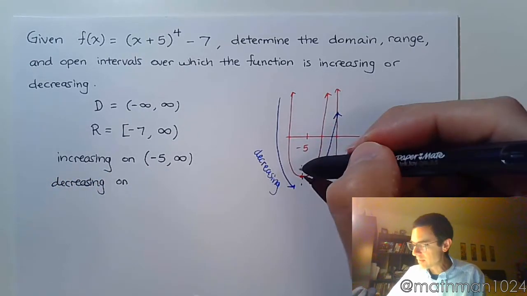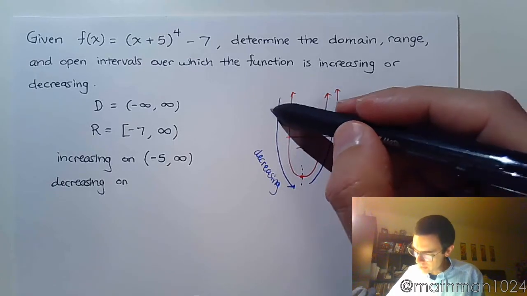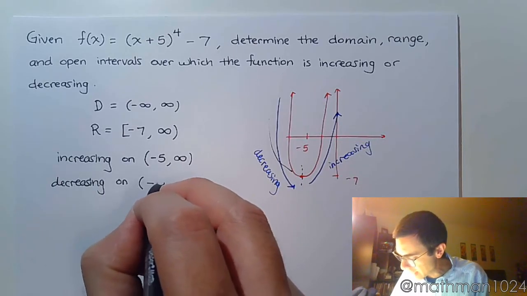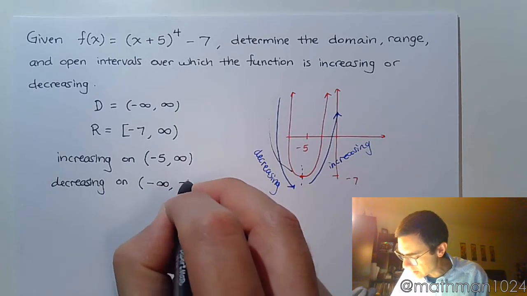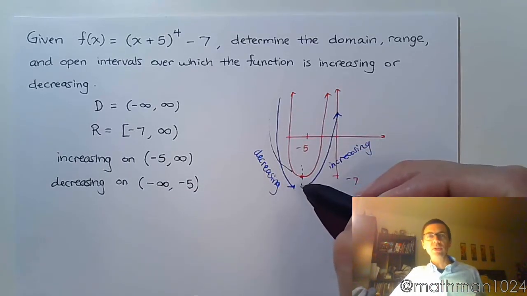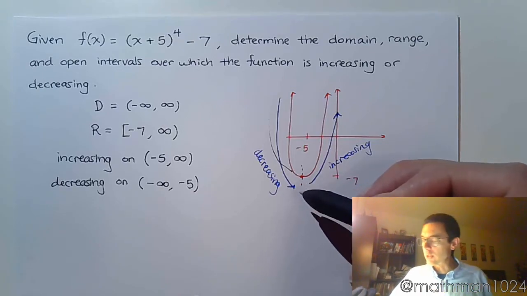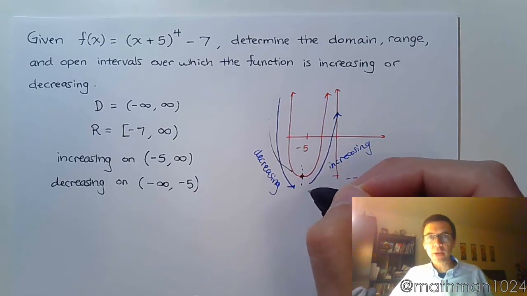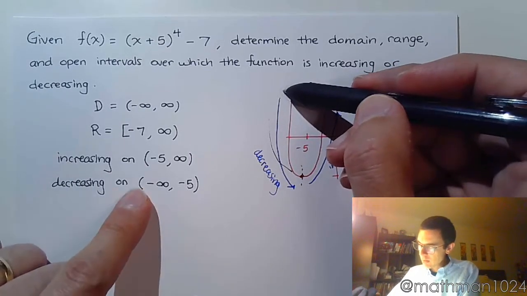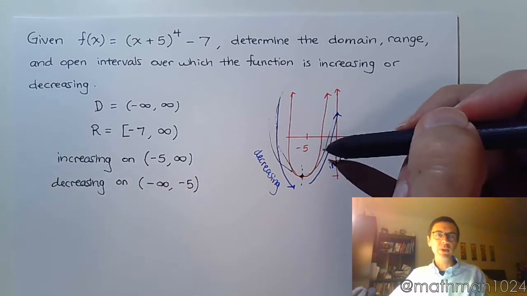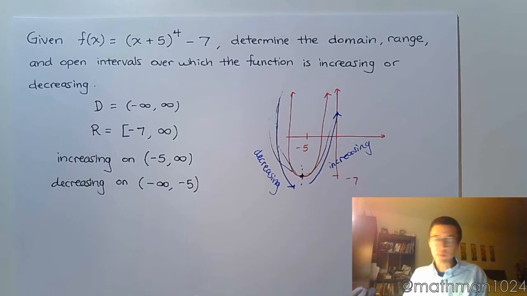Well, it's decreasing on the left half here. So as you go from left to right, you're decreasing. And so you're decreasing on the part of your domain that's from -infinity down to -5. Now here's the neat thing about this. At -5, you are neither increasing nor decreasing. This is just the lowest you get. And at that point, he's not going up, he's not going down, he's just there at the bottom. So you are decreasing on -infinity to -5, and then you're increasing -5 to infinity. And that's all we have to do for that one.